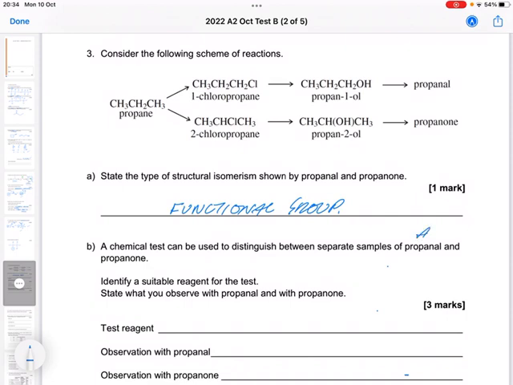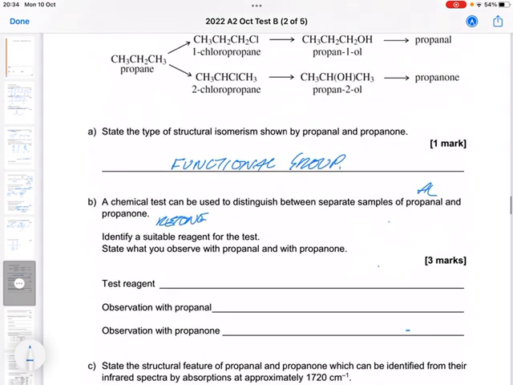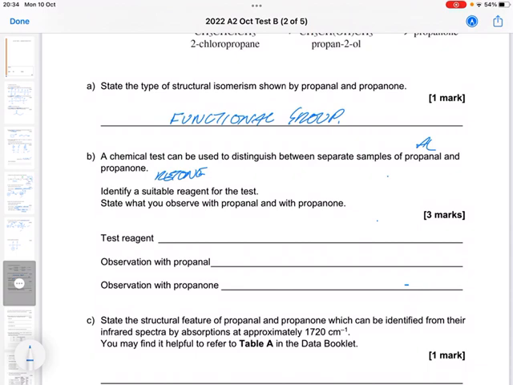So remember that's an aldehyde and this is a ketone. Identify a suitable reagent. So there's three possibilities here. So I'm going to pick Tollens, and we'd have a silver precipitate with propanal and no observable change with Tollens reagent, but we could use Fehling's solution.